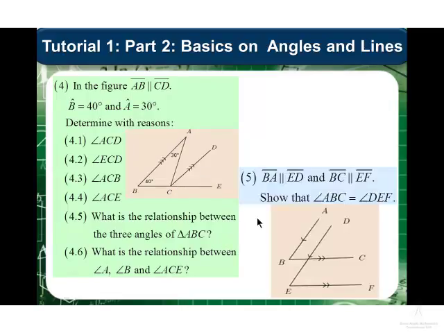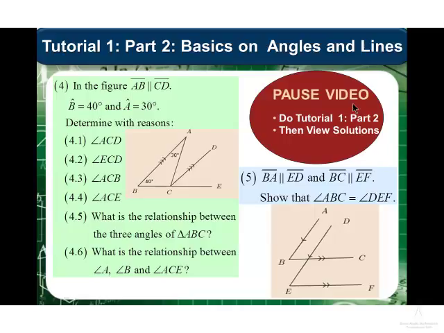In problem 5, we are given two parallel line segments AB and ED, and also line segments BC and EF are parallel. In this case, you have to show that the angle ABC is equal to the angle DEF. At this point in time, I suggest that you pause this video, do this second part of tutorial 1, and then come back and view the solutions.